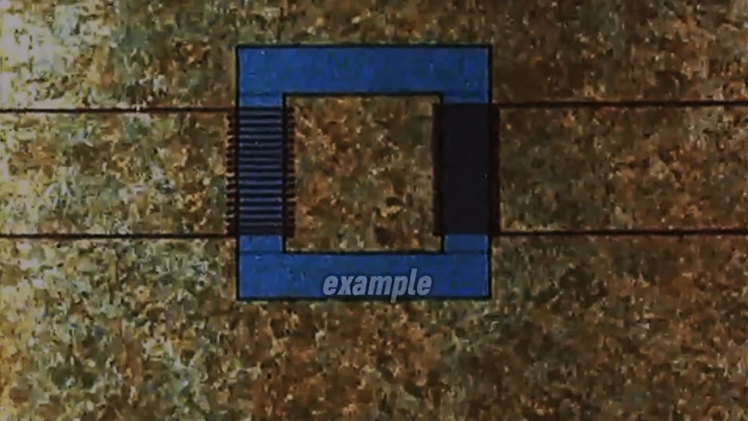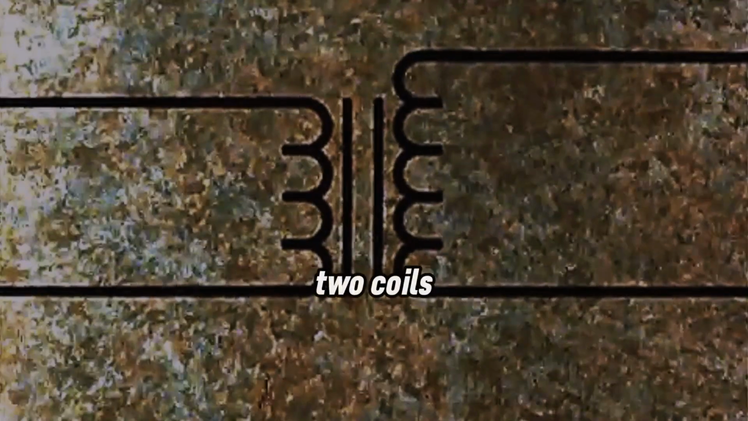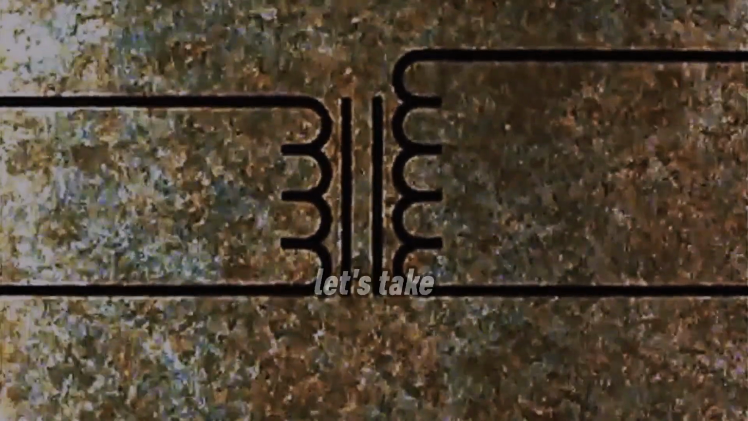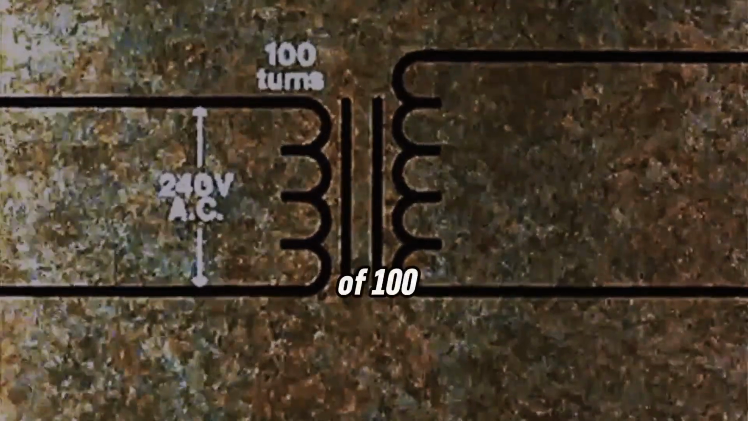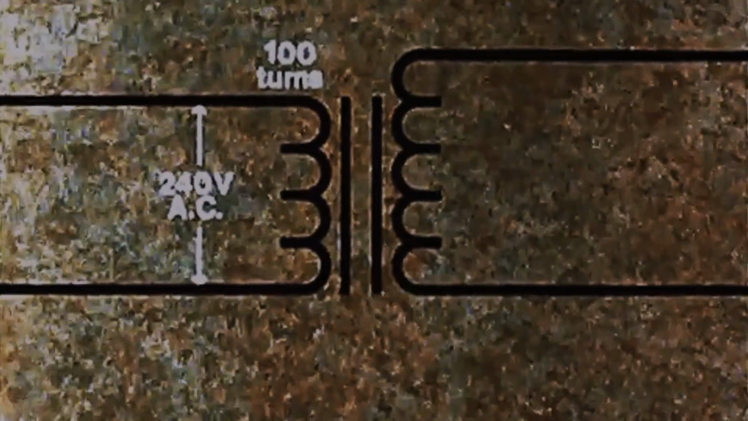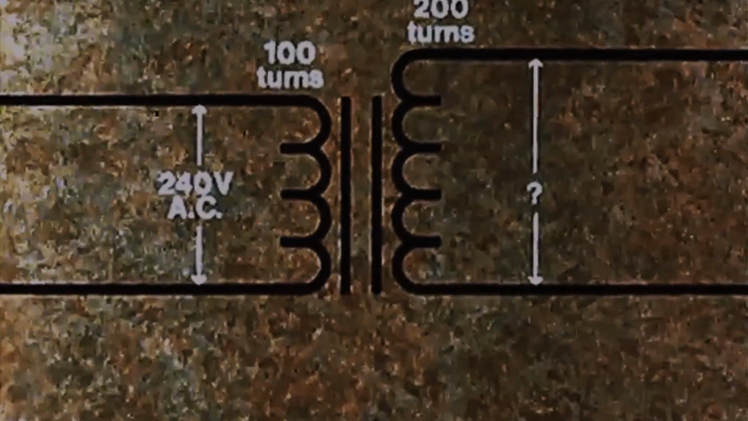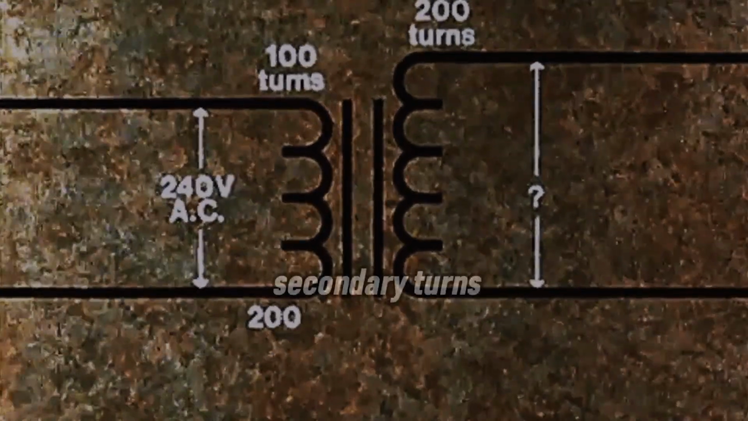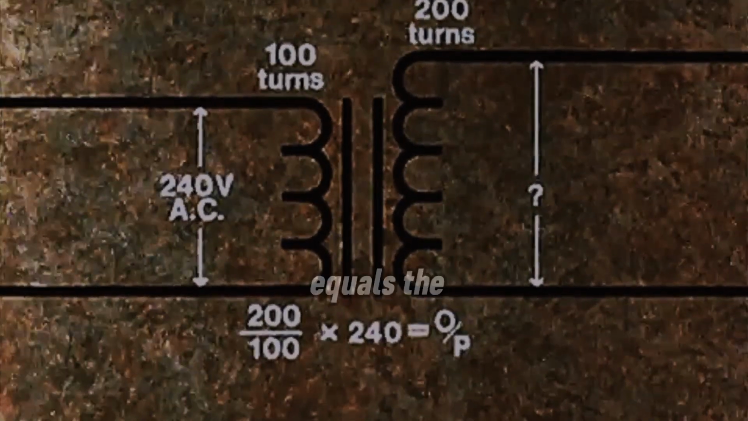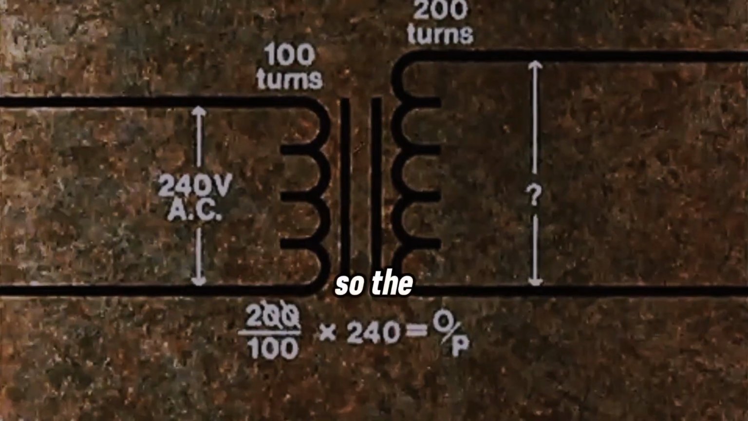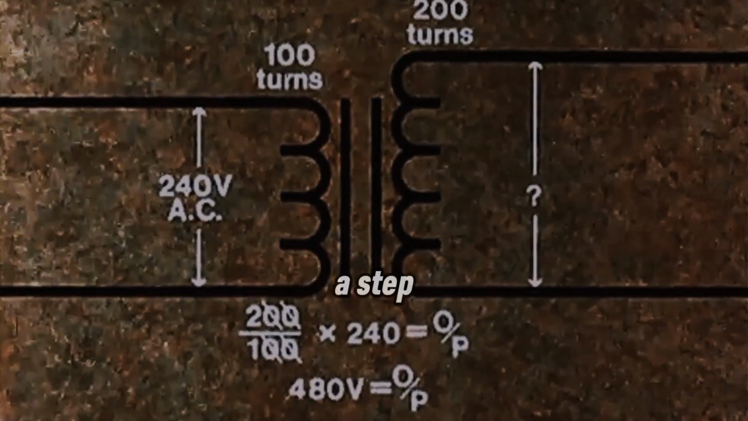All right, let's try another example. And this time we will use the symbol for a transformer used in circuit diagrams, 2 coils and a core. Let's take an input voltage of 240 volts AC, alternating in a primary of 100 turns. And let's take a secondary of 200 turns. What will the output voltage be? Well, the number of secondary turns divided by the number of primary turns times the input voltage equals the output voltage. So the output voltage is 480 volts AC, and we have again a step-up transformer.